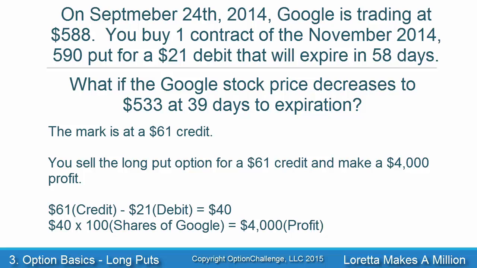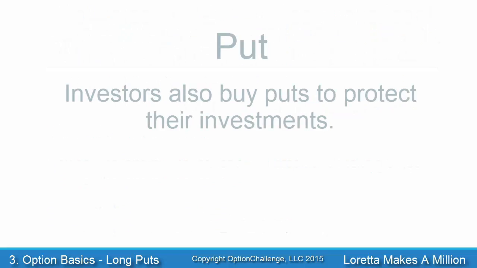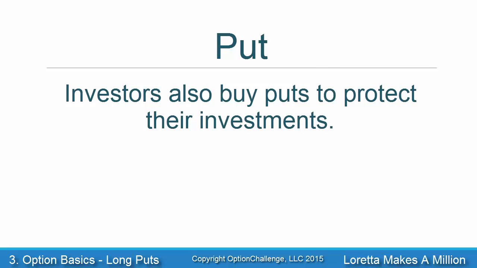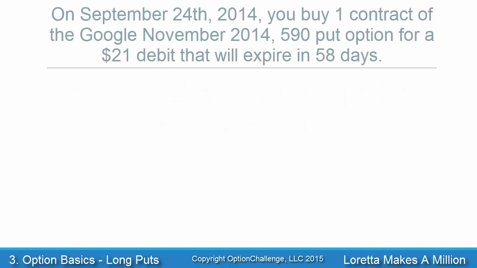In this example, we made money by buying and then selling a put. We made money without selling any stock. Another reason investors buy puts is to protect their investments. For example, you are worried that your 100 shares of Google will go down in value over the next couple of months. On September 24, 2014, you buy one contract of the Google November 2014 $590 put option for a $21 debit that will expire in 58 days.